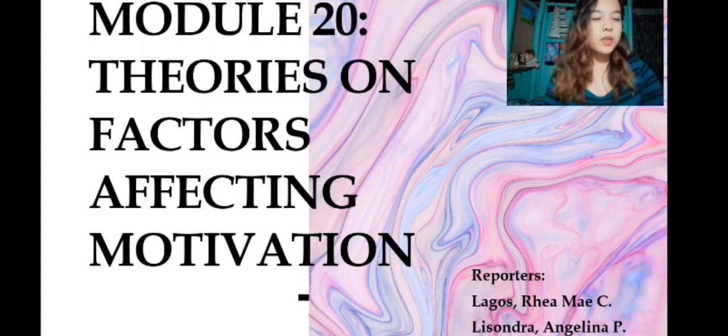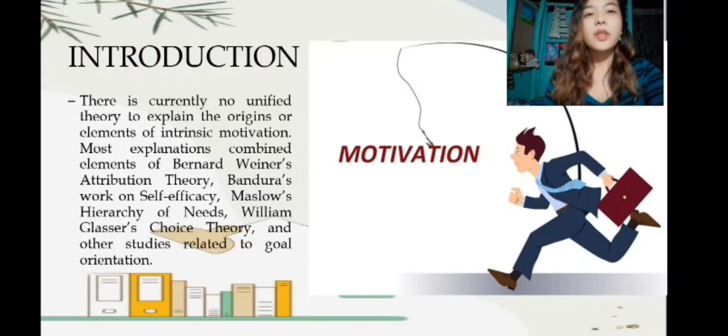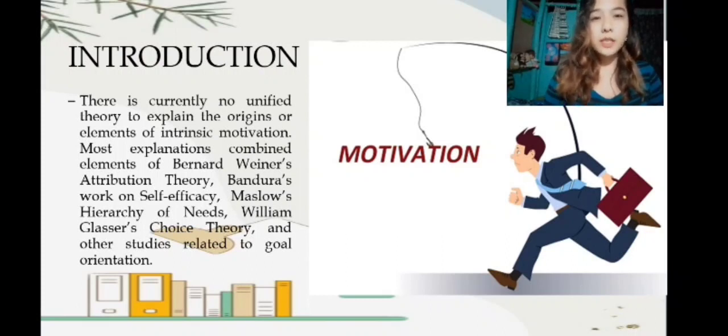Since we are done with Module 19, we will now proceed to Module 20, which is Theories on Factors Affecting Motivation. So, introduction. There is currently no unified theory to explain the origins or elements of intrinsic motivation. Most explanations combined elements of Bernard Weiner's attribution theory, Bandura's work on self-efficacy, Maslow's hierarchy of needs, William Glasser's choice theory, and other studies related to goal orientation.